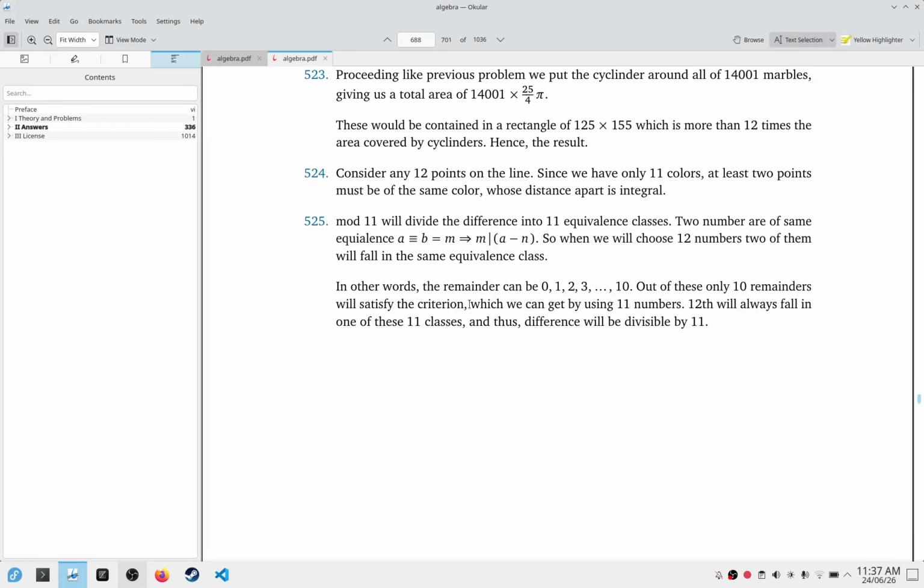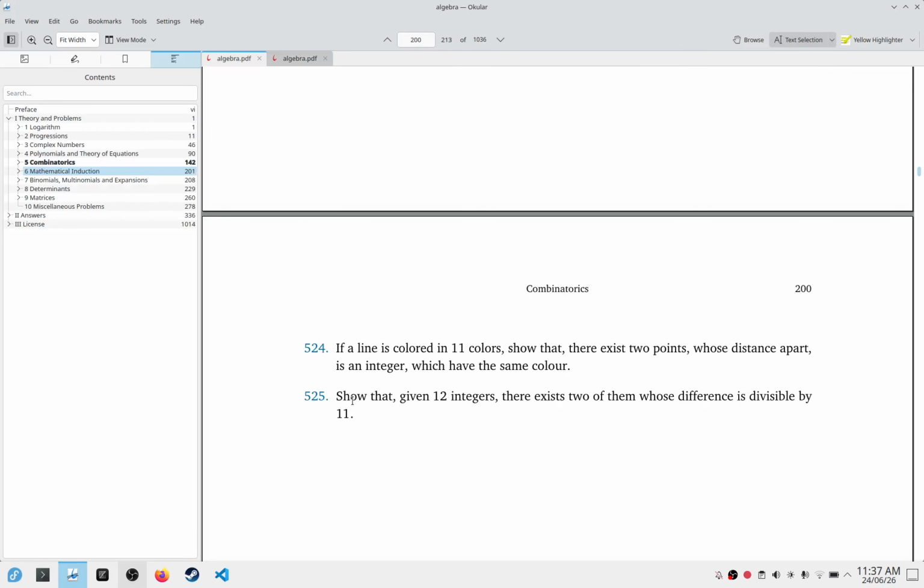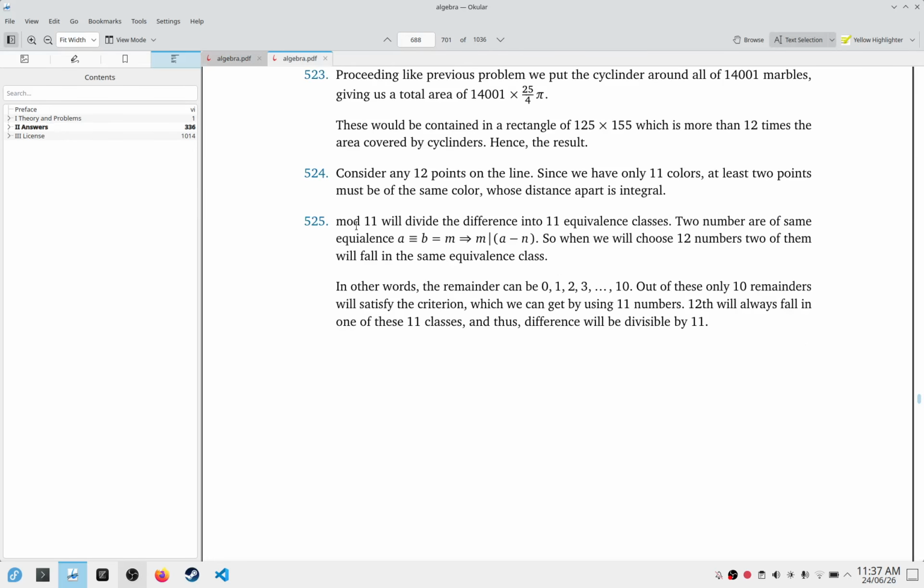whose distance apart is integral. Question 525 says that given 12 integers, there exist 2 of them whose difference is divisible by 11. So mod 11 will divide the integers into 11 equivalence classes. If 2 numbers are of the same equivalence, A is congruent to B mod M, where M divides A minus B. So when we choose 12 numbers, 2 of them will fall in the same equivalence class.